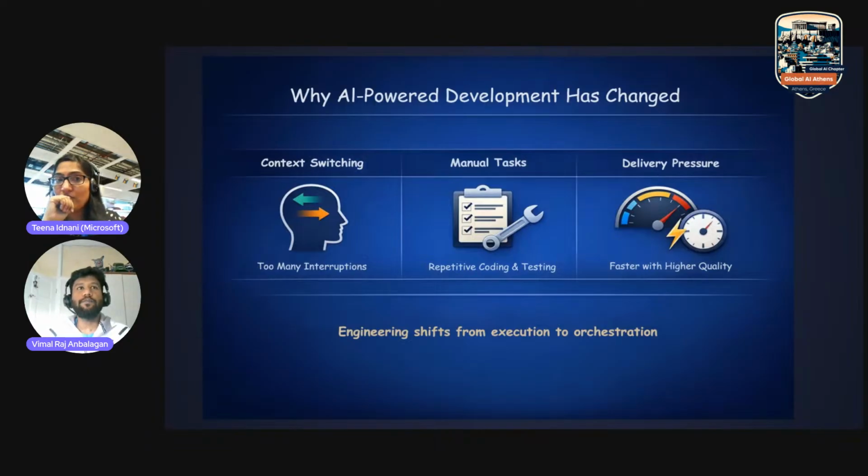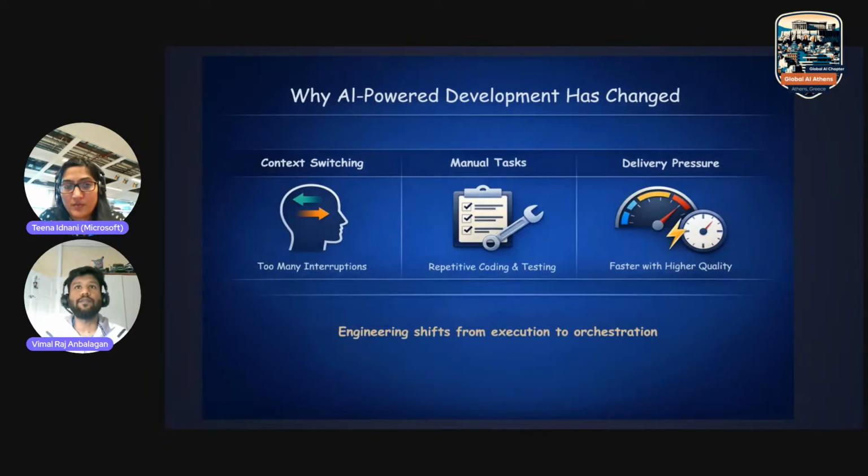So with that in place, let's move on to the next slide. Coming to this one: context switching and managers. Why has AI-powered development changed the SDLC life cycle? First, context switching. As developers, today we are constantly switching context between the code, pipeline, deployments, tickets, and everything, and we lose concentration on what we need to do. That is an overhead for us, which will be avoided when AI comes into play.